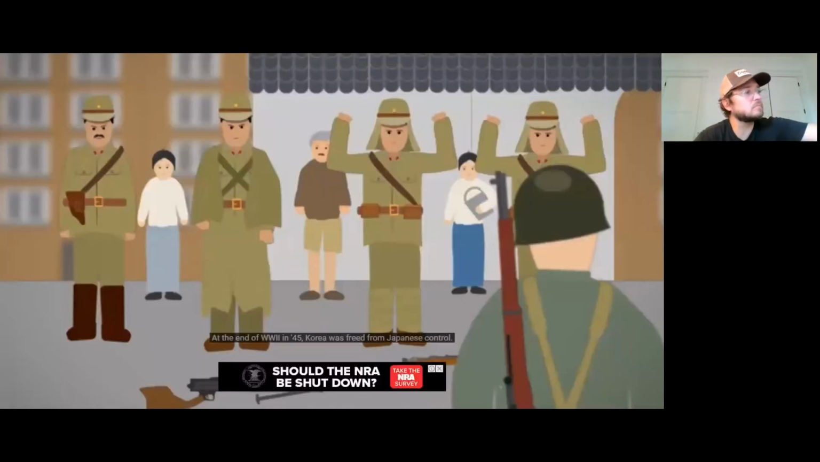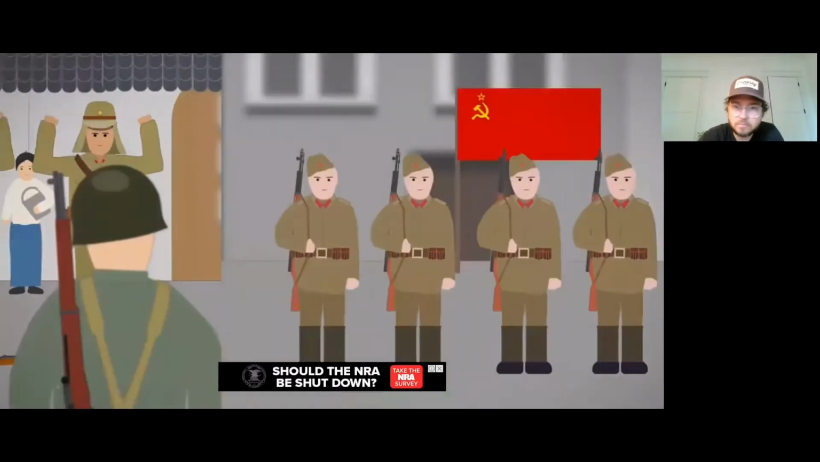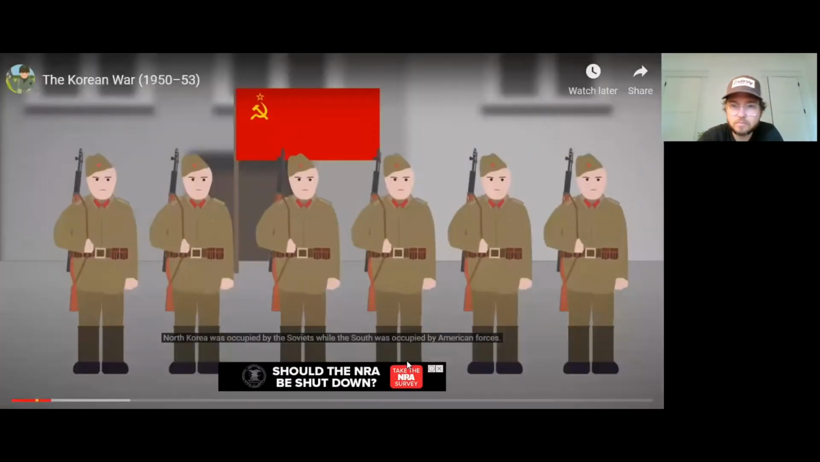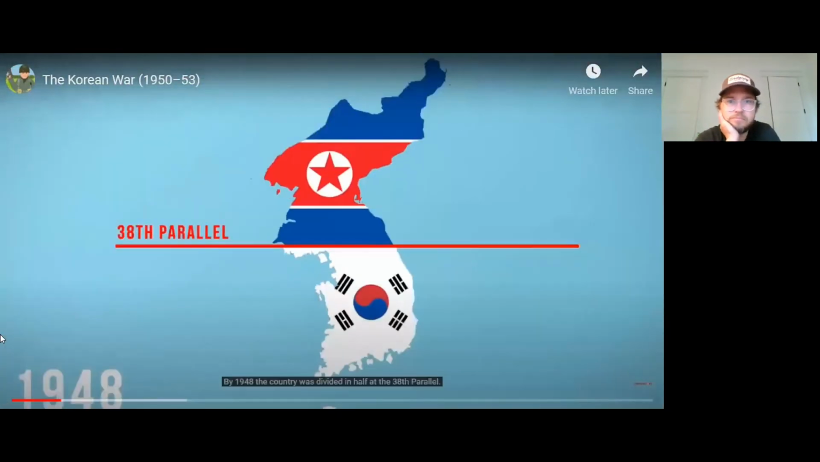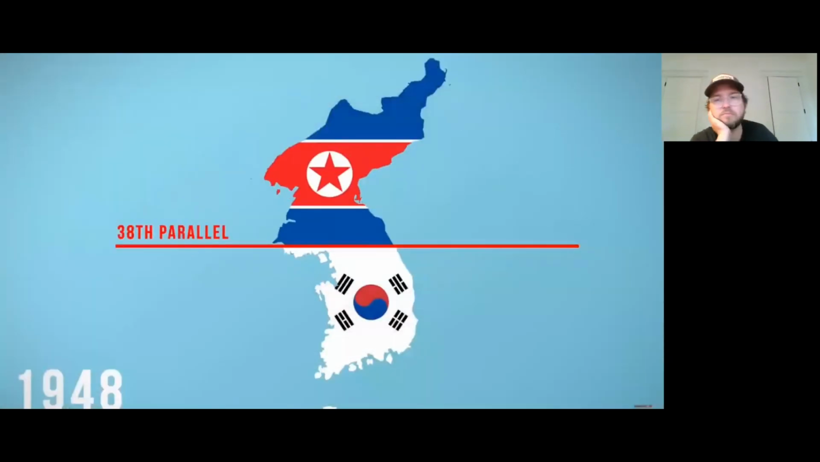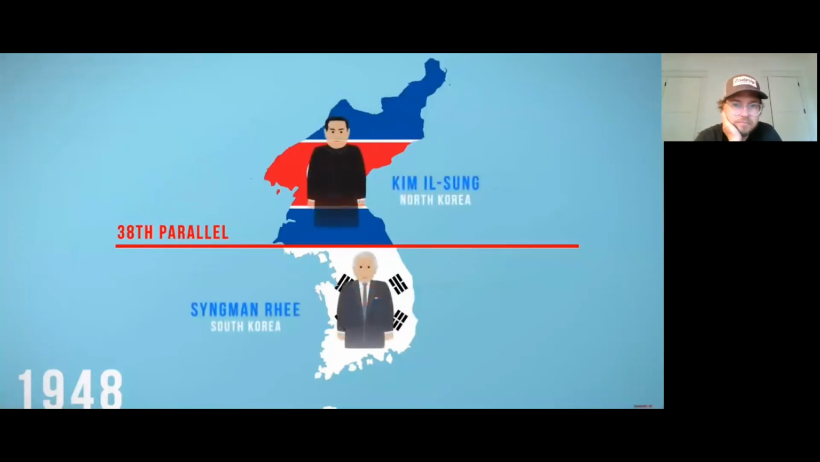At the end of World War II in 1945, Korea was freed from Japanese control. North Korea was occupied by the Soviets while the South was occupied by American forces. By 1948, the country was divided in half at the 38th parallel, with the capitalist South ruled by Syngman Rhee and the communist North ruled by Kim Il-sung.